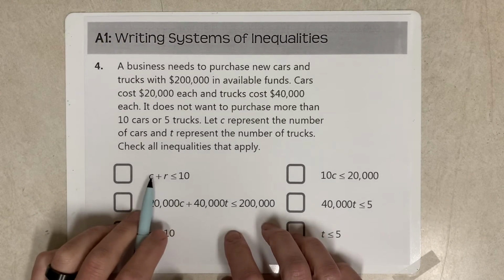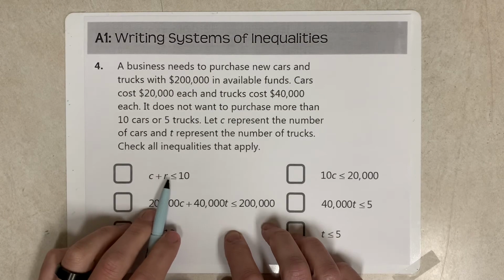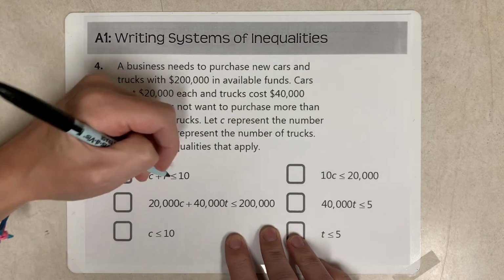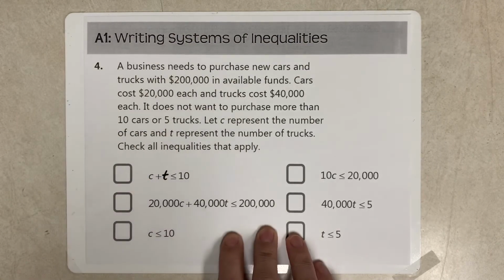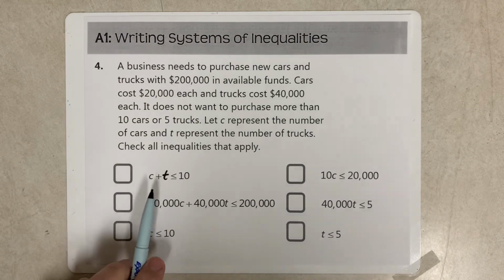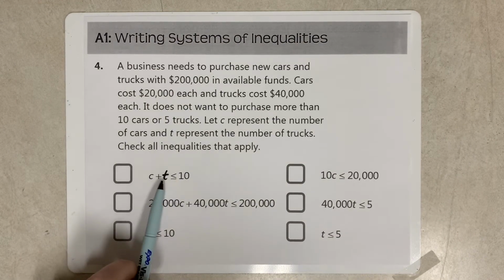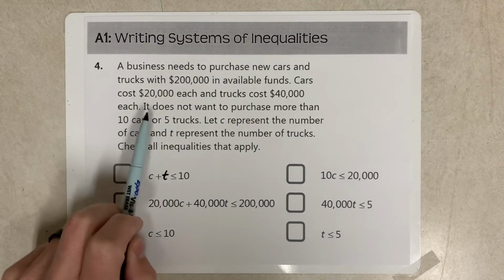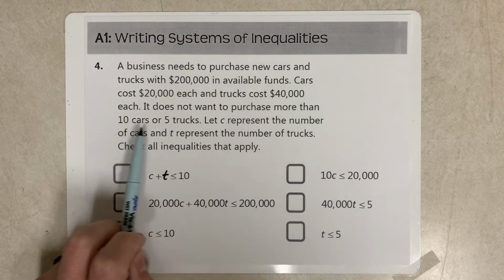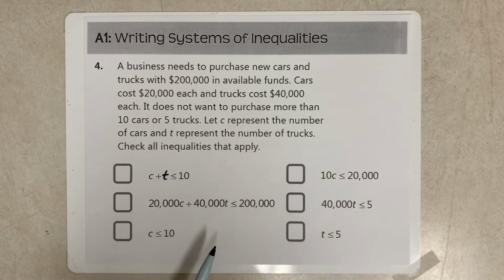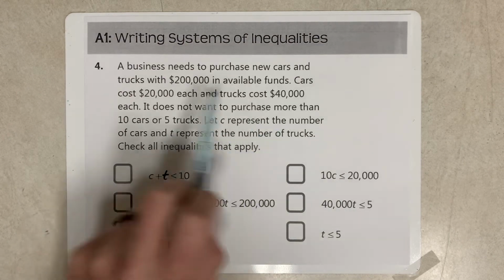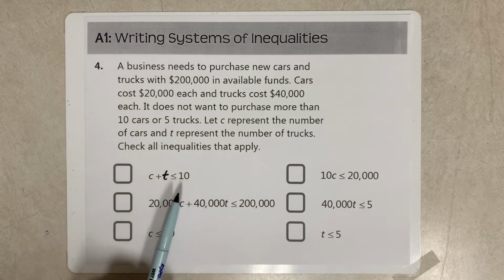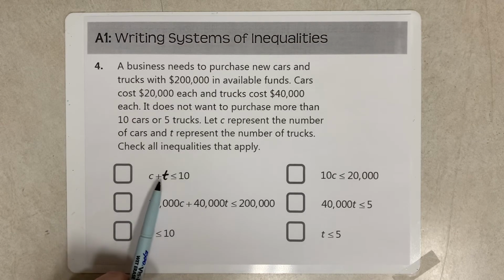This one's telling us that the sum of the cars and the trucks, and that should actually be a T for that. So let me change that to a T. I don't know how that got to be an R, but that's supposed to be a T. So the cars and trucks together had to be less than or equal to 10. Is that true? It says it does not want to purchase more than 10 cars or 5 trucks. So the sum of those, I don't see anywhere on here where the sum of the two has to be less than or equal to 10. I just don't see that up there. So I'm not going to check that one.